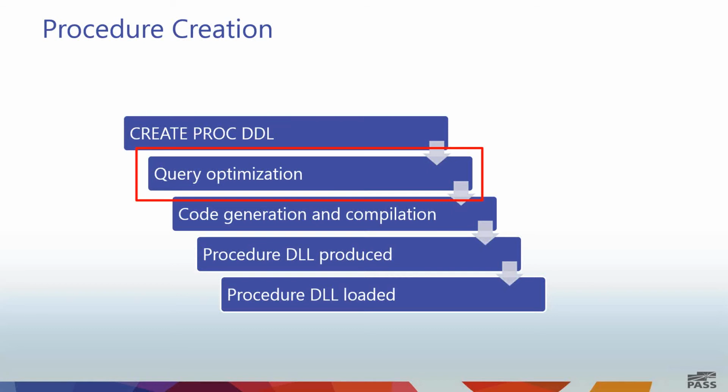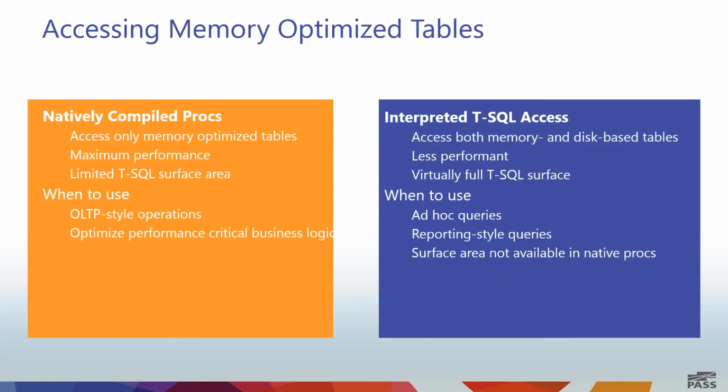Now, I want to contrast the two methods of accessing memory optimized tables. So we have the natively compiled stored procedures, which are this new type of stored procedure I just talked about. But we also have what we refer to as interpreted T-SQL access, which means using just any old T-SQL ad hoc batch or any SQL module, even a traditional stored procedure, to access memory optimized tables. In fact, you can access memory optimized tables in every context. You can also access a disk-based table, except for cross database. That's not yet supported.